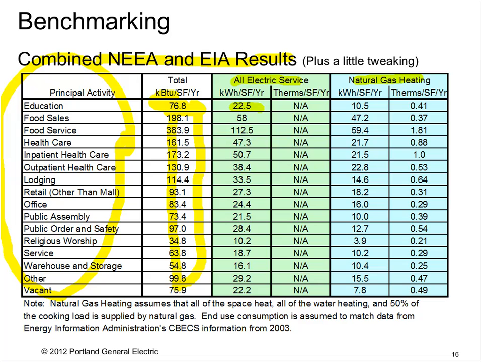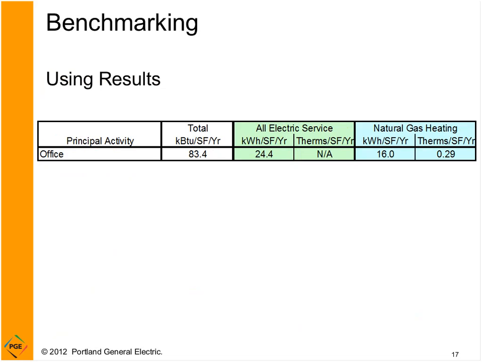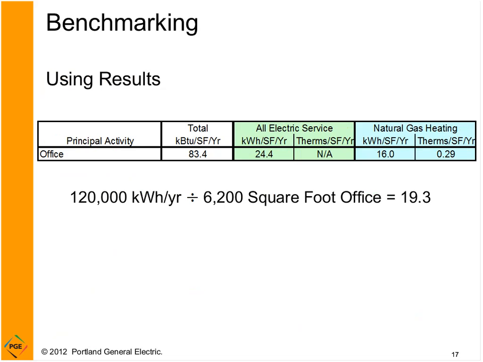Moving on, I'm going to show you how to use this information. So let's take the example of an office building. They've done their research. They know they're consuming 120,000 kilowatt hours. I'm getting ahead of myself. And they know they're just over 6,000 square feet in occupiable space. So you do the math. You take the energy consumption, divide it by the square footage. You come up with 19.3 kWh per square foot per year.